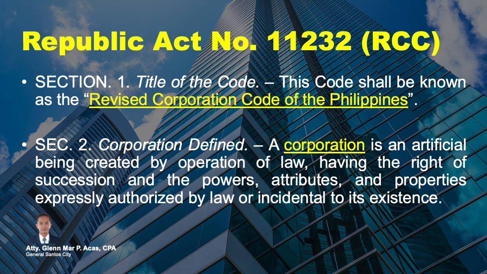Section 2 of RA 11232 defines a corporation as an artificial being created by operation of law, having the right of succession and the powers, attributes, and properties expressly authorized by law or incidental to its existence. Take note that this definition actually refers to a private corporation, since RA 11232 is the general law enacted by Congress for the regulation of private corporations.